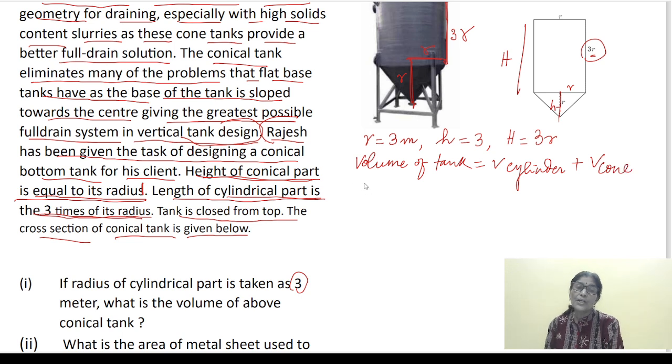What is the volume of the cylinder? The volume of a cylinder is given by the formula pi r square into capital H. I have written it here. So it will be pi into r, which is 3 as given. The radius is the same for both the cylinder and the cone, so then h is equal to 3r.